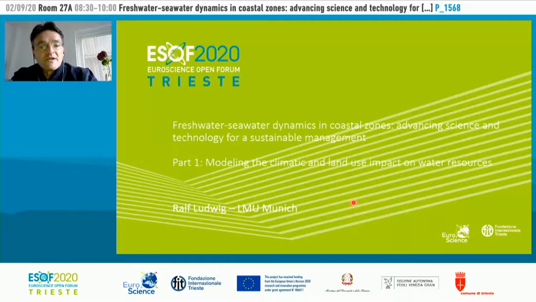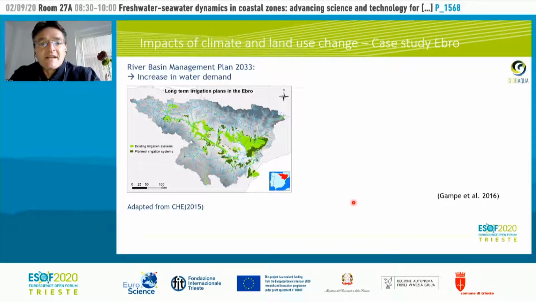So I would like to start with the modeling of climatic and land use impacts on water resources. And I'll jump right into one example. I would like to do this using a case study. And this case study is the Ebro River that I'm sure many of the listeners will know. You can see here to the left side. So you see the Ebro here located in Spain near the French border.